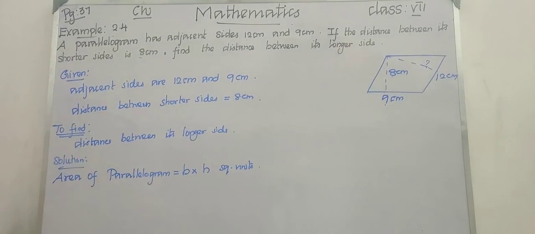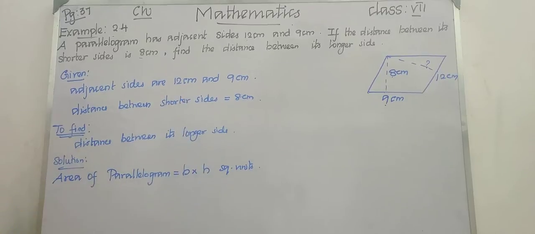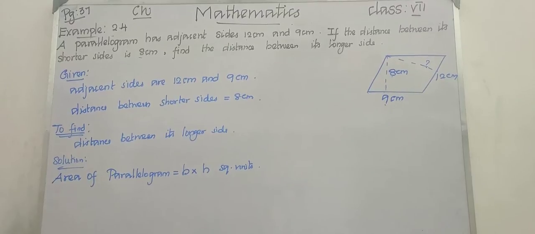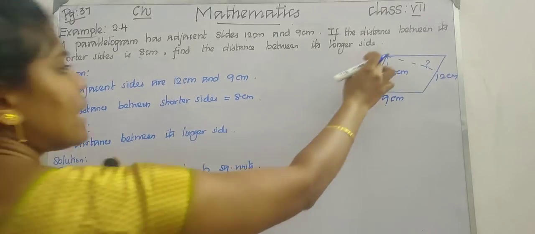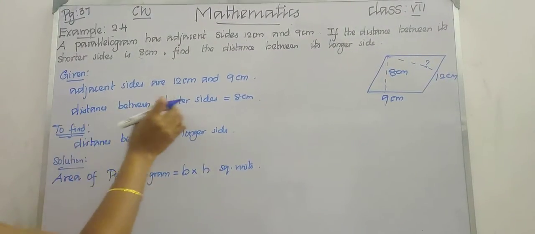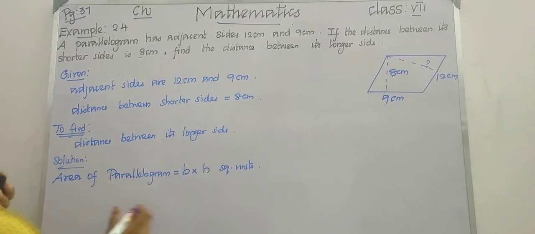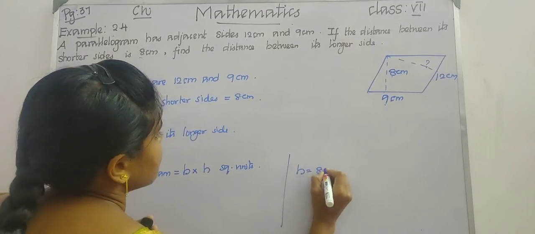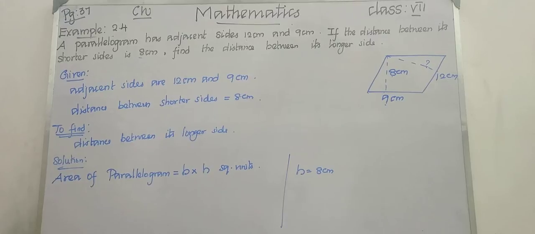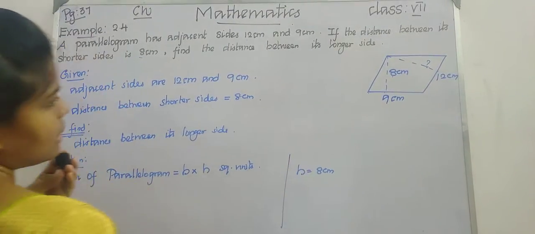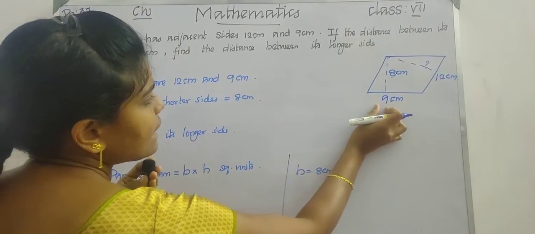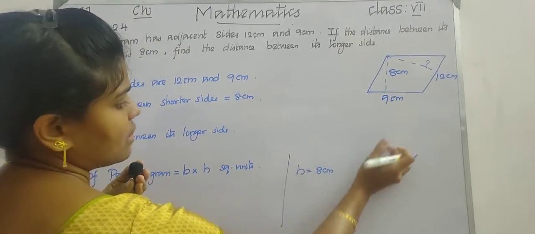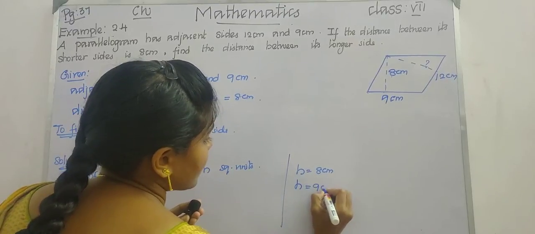If you are going to find the area by using the shorter sides, we need the base and height. Is it, children? Which is the base? The distance between the shorter sides, we are assuming this as the base. So base equals 8 centimeter, and height equals 9 centimeter. We are mentioning the shorter side, so let me take the shorter distance as 9 centimeter.